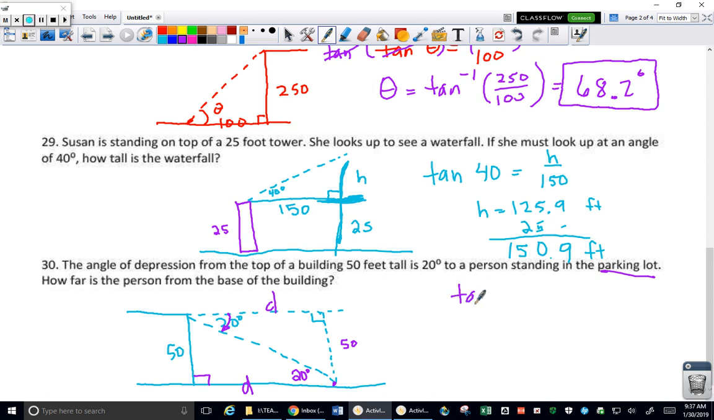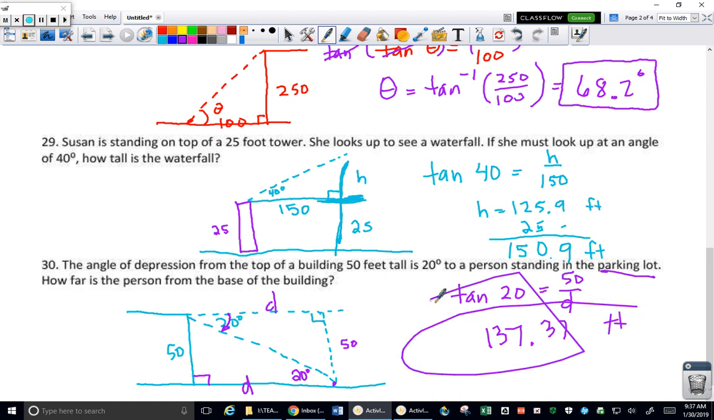So let's see, once again, tan of 20 equals 50 over D. So it's in the denominator, so 50 divided by tan of 20 means that person is 137.37 feet away from the building. There we go. Super duper.